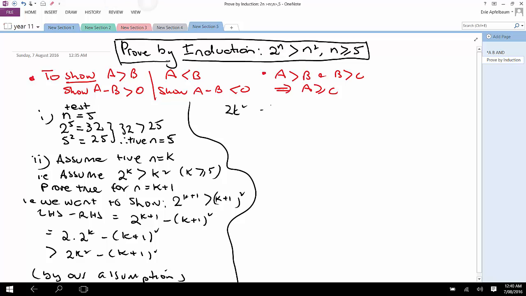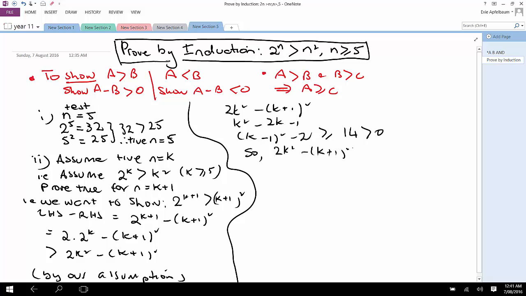2k squared minus k plus 1 squared, well, that's just k squared minus 2k minus 1, or k minus 1 squared minus 2. Now don't forget, k is bigger than or equal to 5, so k minus 1 is at least 4, and 4 squared is 16, so this is at least bigger than 14, bigger than 0. So 2k squared minus k plus 1 squared is bigger than 0.